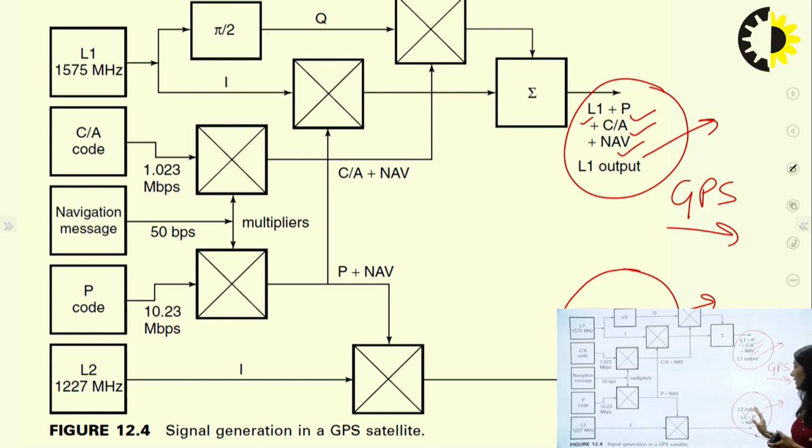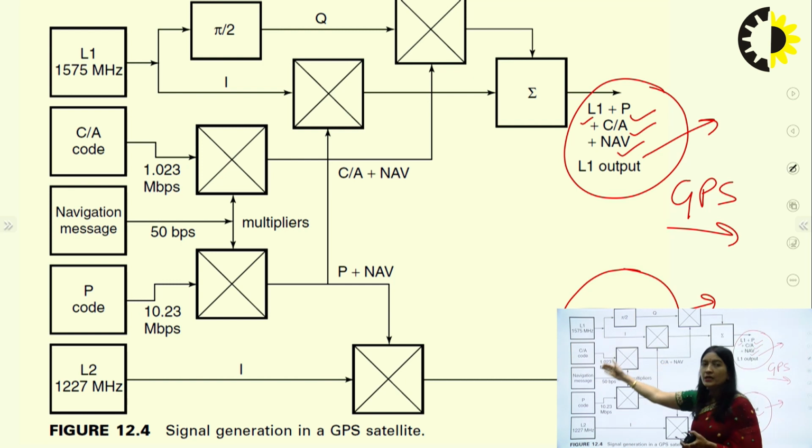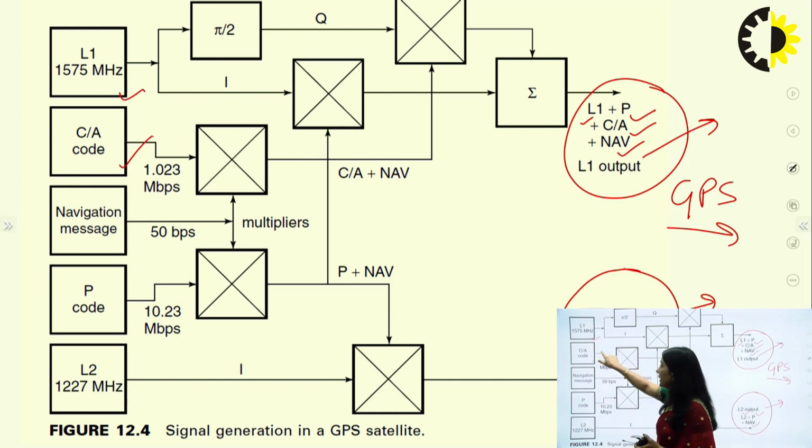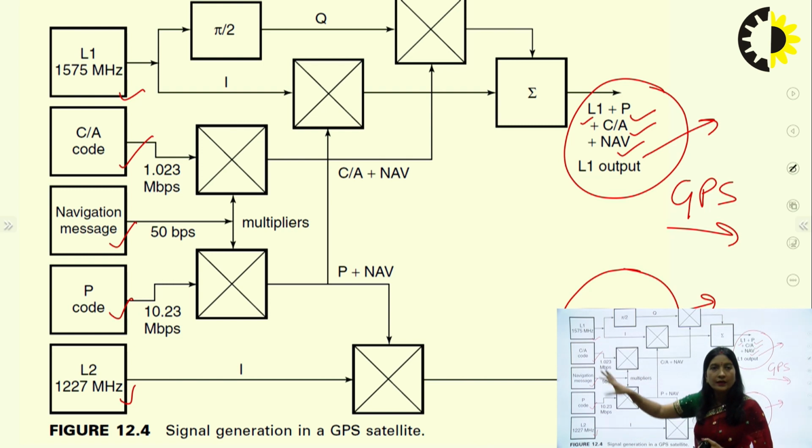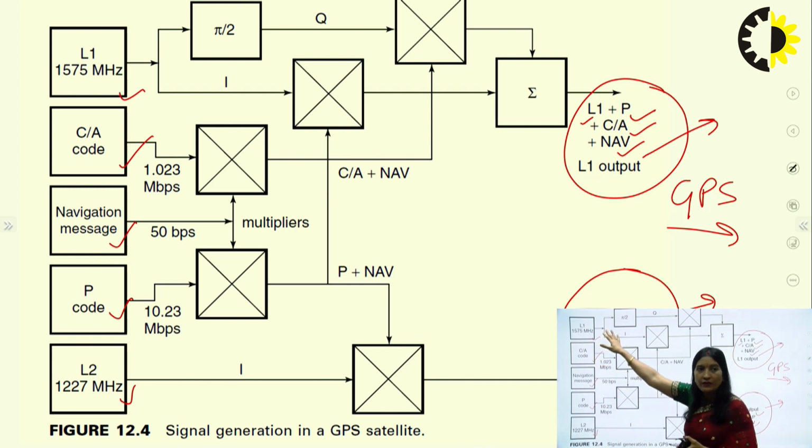So here you can see how we are designing the codes. First we have L1, C/A code, navigation message, P code and L2. L1 and L2 are the carrier signals and we have set their frequencies. The L1 carrier frequency is 1575 megahertz and the L2 carrier frequency is 1227 megahertz. The modulation scheme we are using here is BPSK modulation.